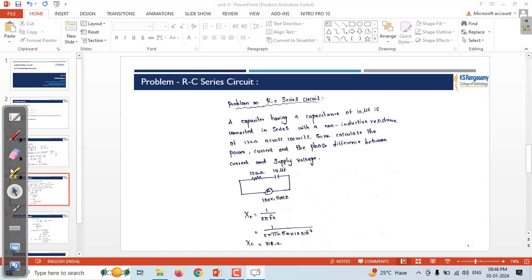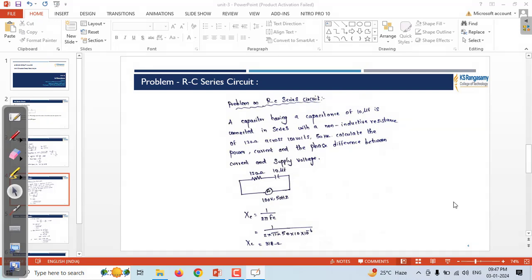Okay, now we will see a problem. A capacitor having a capacitance of 10 microfarad is connected in series with a non-inductive resistance of 120 ohms across 100 volt and 50 hertz supply. The problem is to calculate the power, current and the phase difference between the current and the supply voltage.